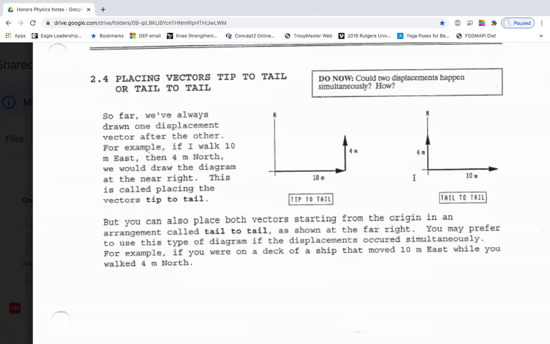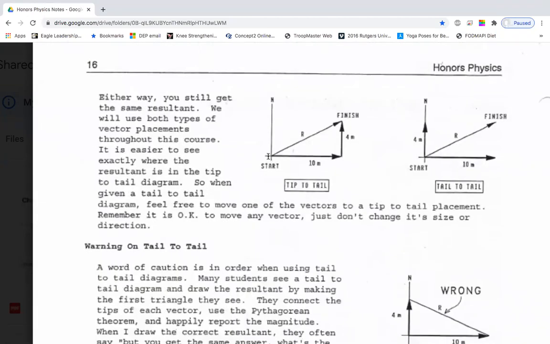Where is the resultant for this? The resultant is easy to see here. You're going from start to the finish. But when you have the vectors tail to tail, kids do the silliest things. The resultant is still the same place. It's going right down this way.